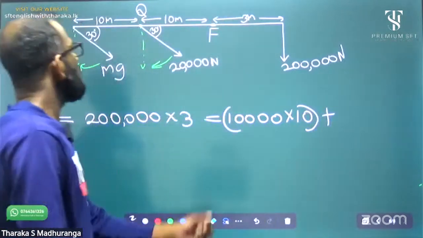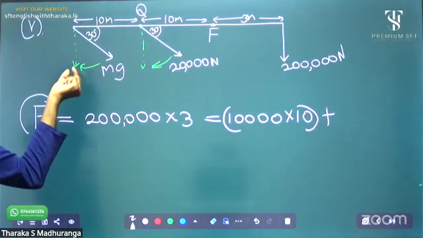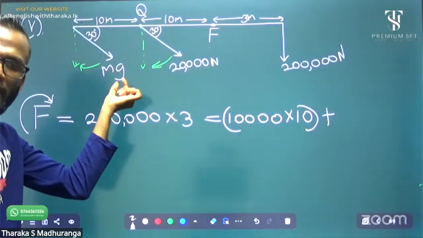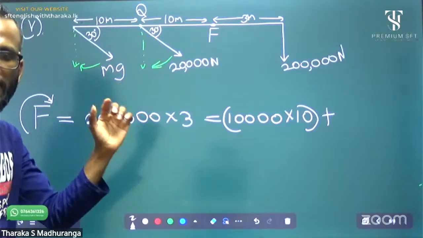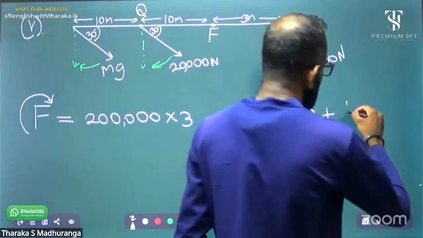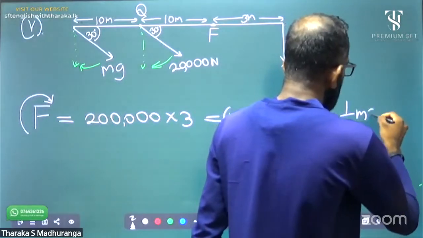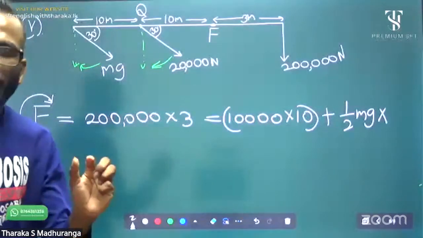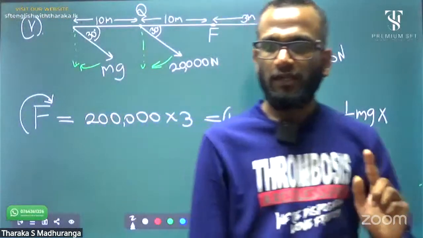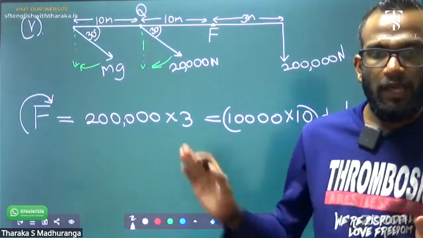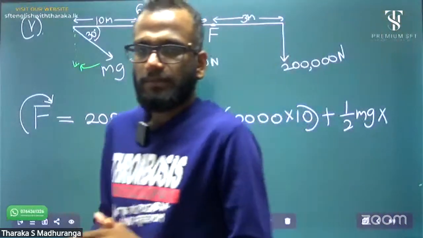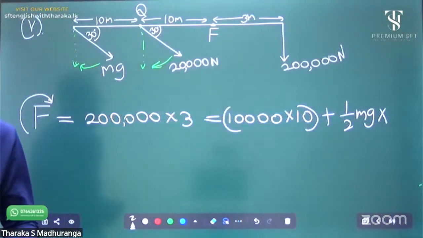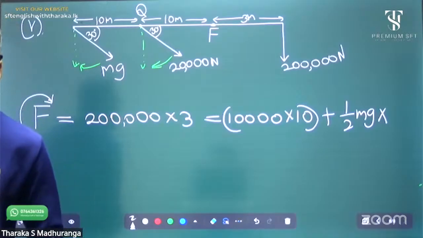Plus mg resolved in this way. mg sin 30, which means half mg, into what is the distance? That is the most important point. What is the distance of mg? The mg force distance here is 10.